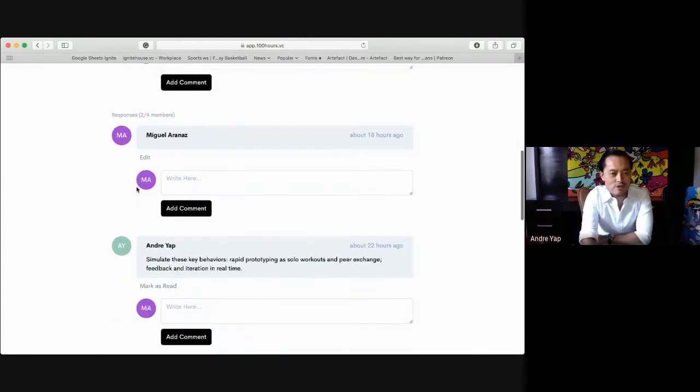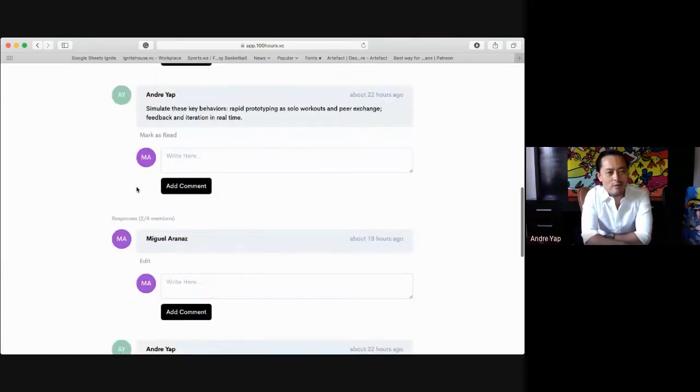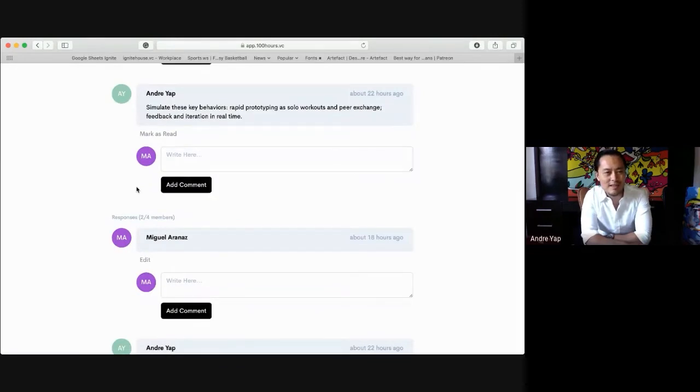And then if we scroll down, Miguel, we also noted that we needed to simulate these key behaviors. Rapid prototyping, how do you do that as a solo workout by yourself first? Then how do you facilitate peer exchanges? And how do you facilitate the feedback and iteration and doing that in real time? So those were some of the parameters that we zeroed in on. Why? Because these are methodologies that we don't just preach about or do in workshops. These are methodologies we practice.